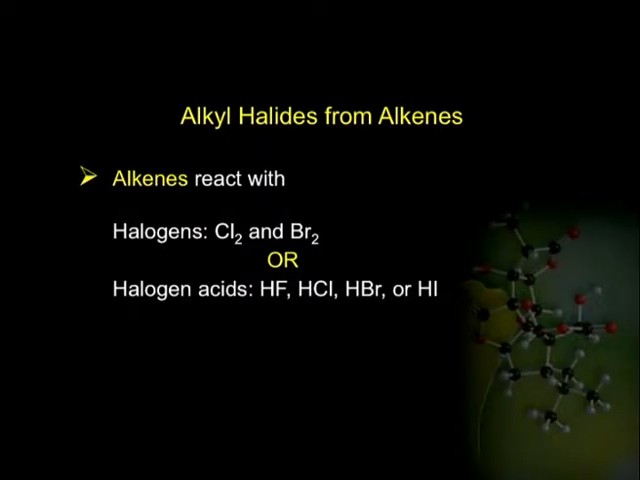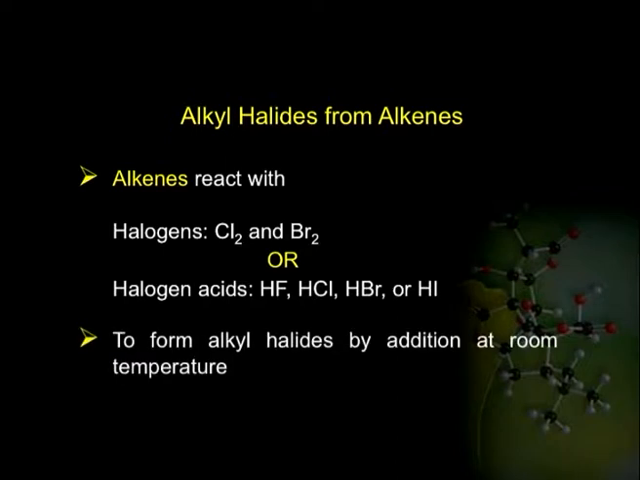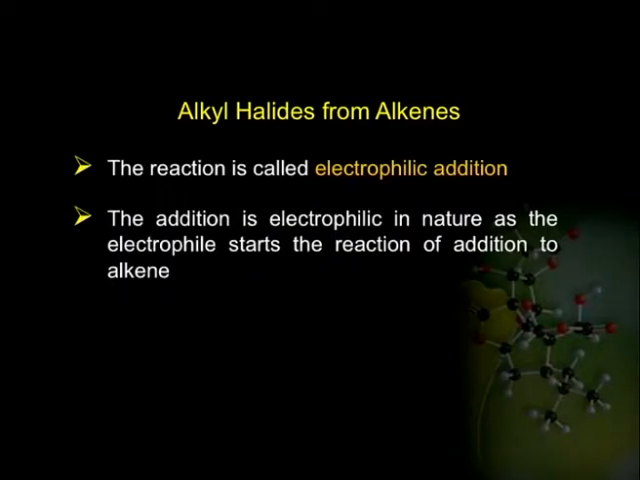So, alkenes react with halogens like chlorine and bromine, or halogen acids, hydrofluoric acid, hydrochloric acid, hydrobromic acid or hydroiodic acid, to form alkyl halides by addition at room temperature. The reaction is called electrophilic addition reaction. Why we call it electrophilic addition reaction is that the addition is electrophilic in nature.